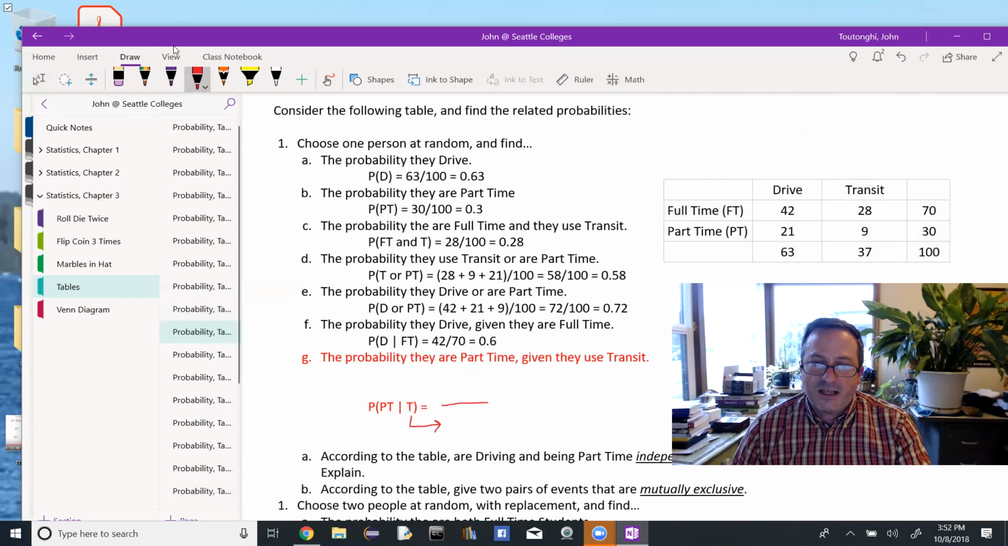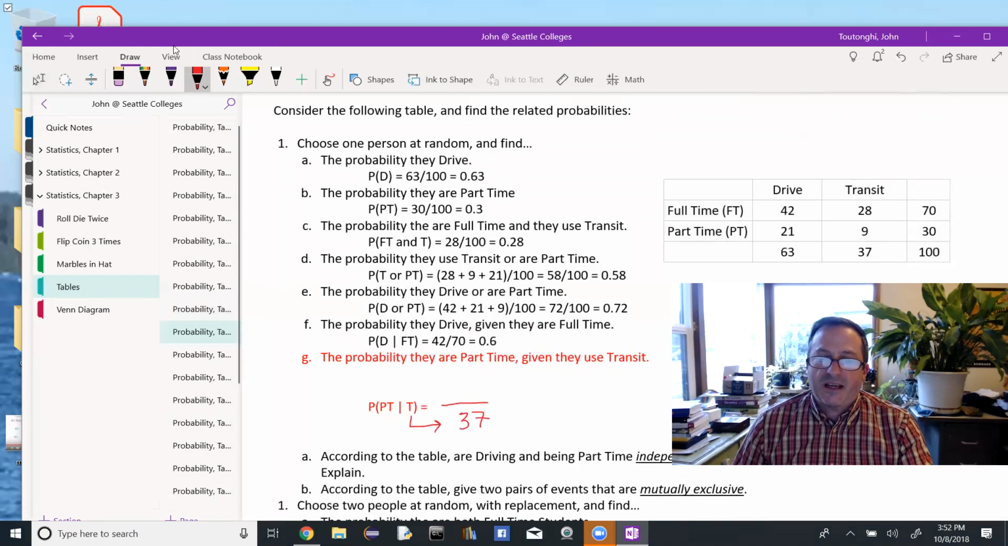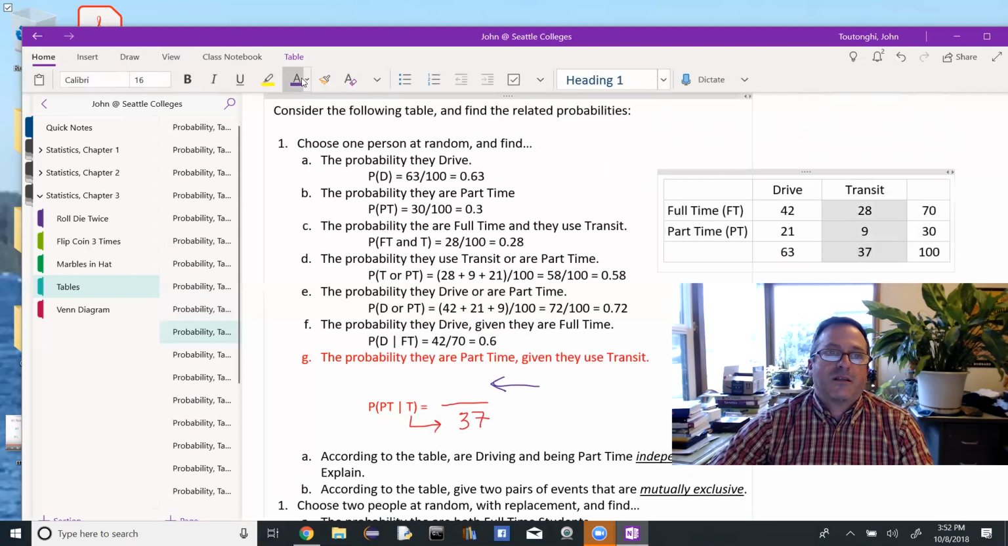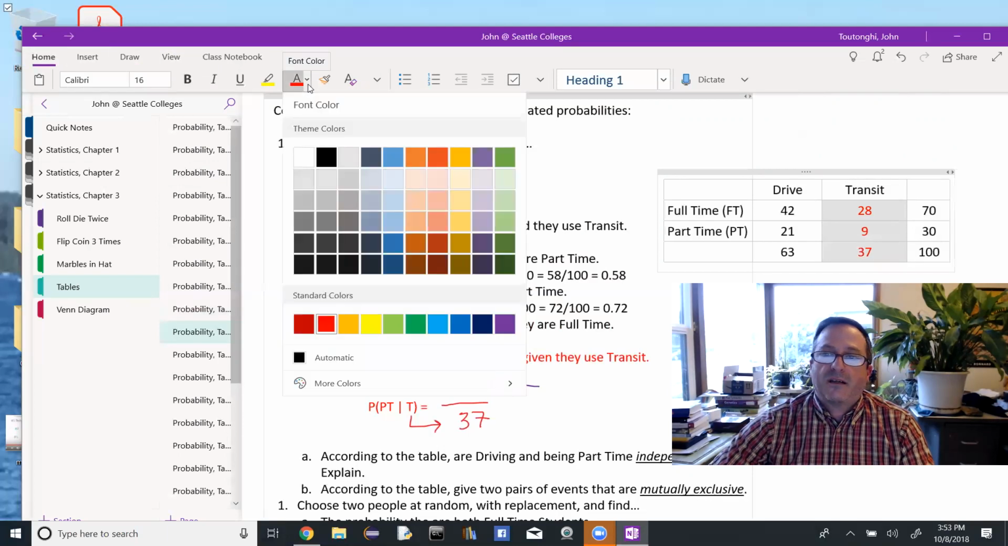That's the thing that has already happened. How many people took transit? There are 37 people total who took transit. And of them, we want to know how many of them are part-time. So this thing on top, we no longer look at the whole table. We're only looking at the column that deals with transit. So in this column, 37 of them total. How many of them are part-time?